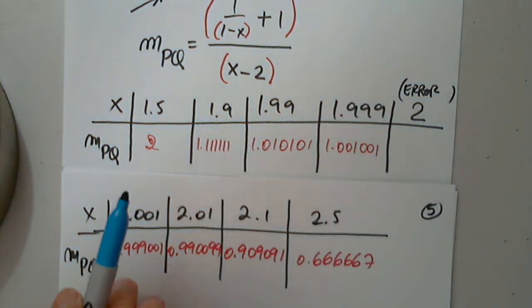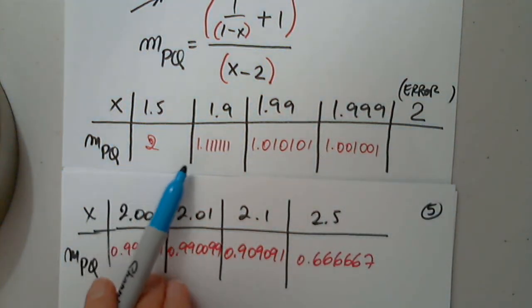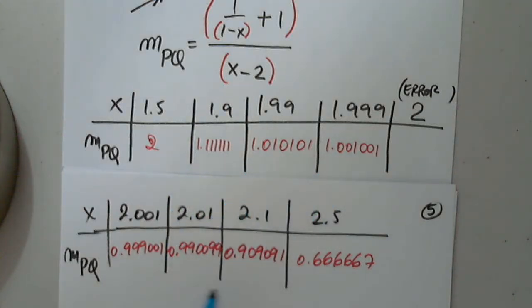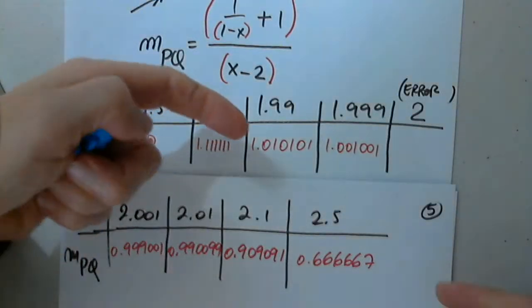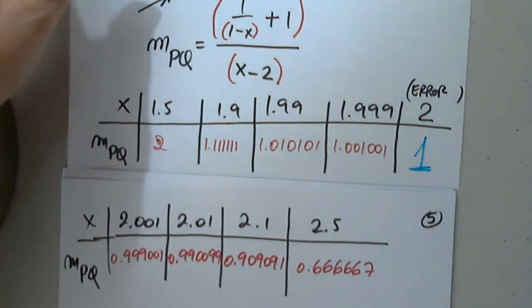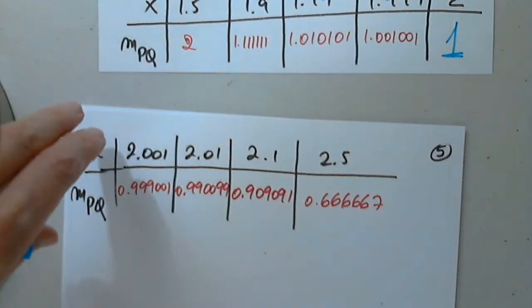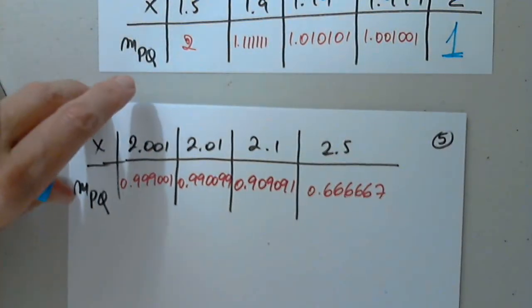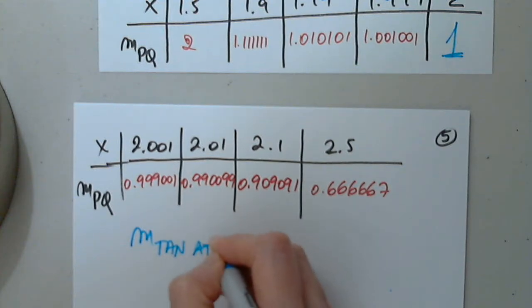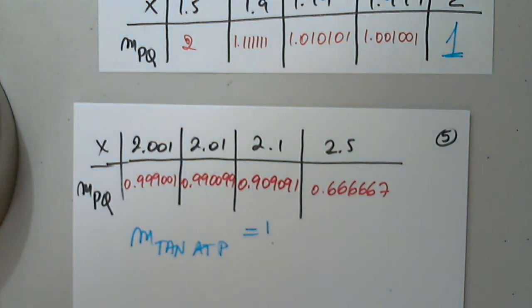So let's read these numbers. 2, 1.11, 1.01, 1.001, and let's read these numbers: 0.66, 0.90, 0.99, 0.999. So it should be 1 then. Aha! Great job, indeed. So indeed, the slope of the tangent at P is 1.